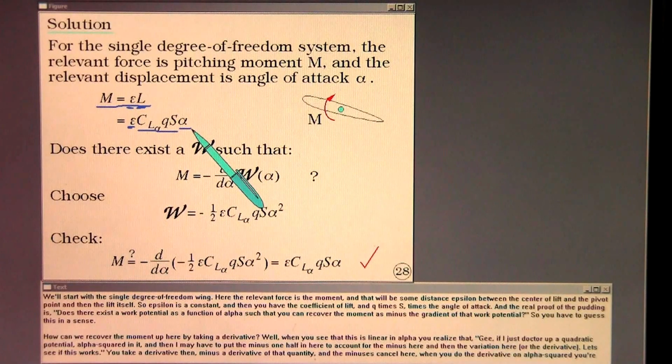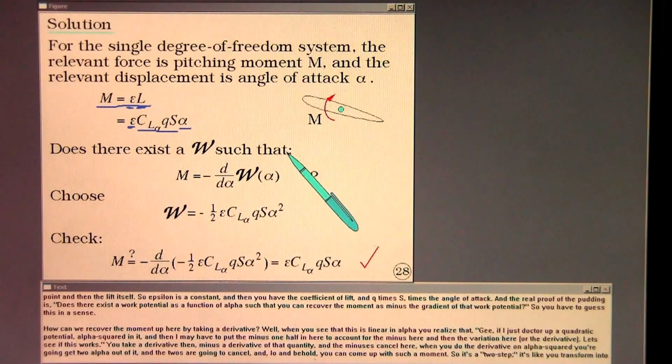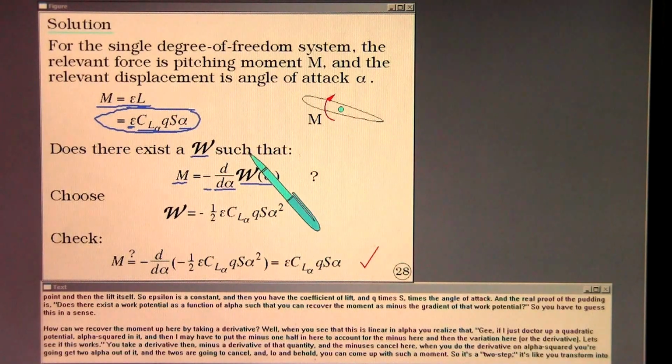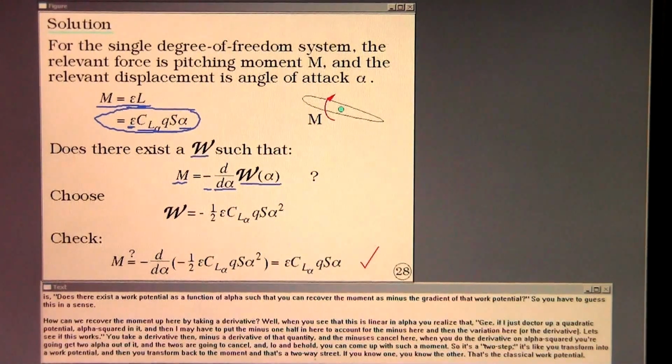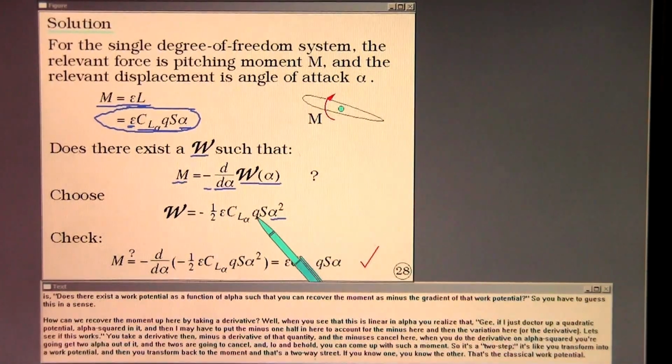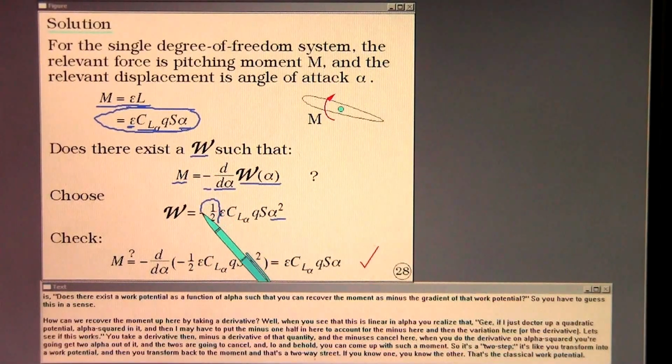So epsilon is a constant, and then you have the coefficient of lift times q times s times the angle of attack. And the real proof of the pudding here is, does there exist a work potential as a function of alpha such that you can recover the moment as minus the gradient of that work potential? So you have to guess this in a sense. How can we recover the moment up here by taking a derivative? Well, when you see that this is linear in alpha, you realize, gee, if I just doctor up a quadratic potential with alpha squared in it, and then I may have to put the minus 1/2 in here to account for the minus here, and then the variation here, or the derivative.